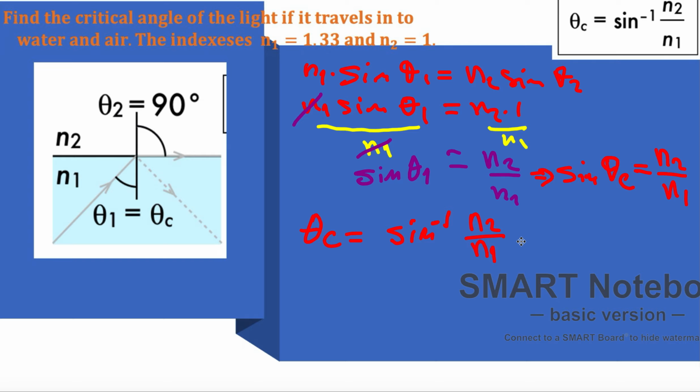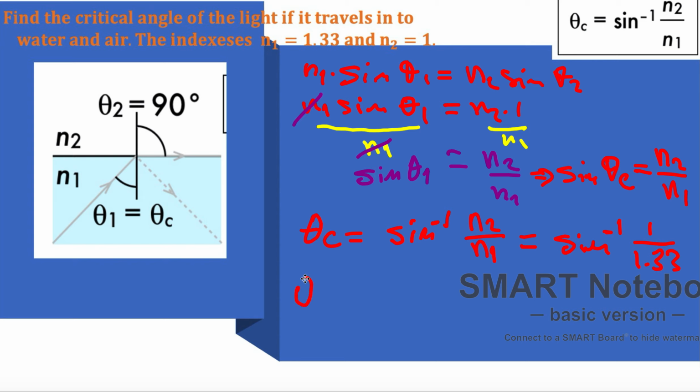But in this case now, we have everything given. We have the refraction index for the water and the refraction index for the air. So now we can just substitute the given numerical values. We have the arcsine, or inverse sine, of N2. Instead of N2, we plug in 1, and instead of N1, we plug in 1.33.